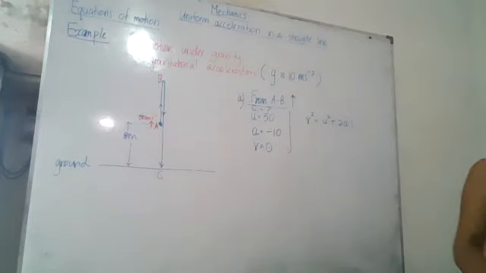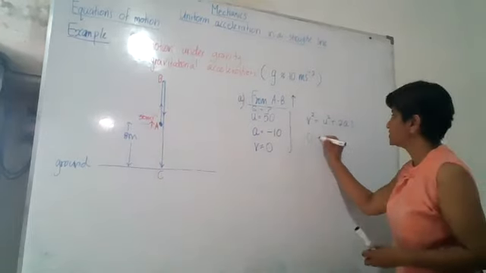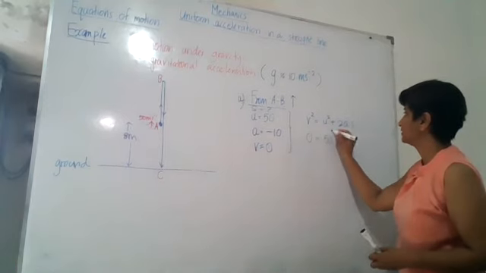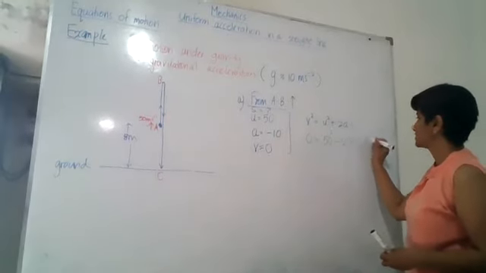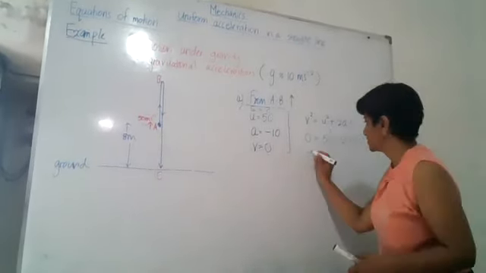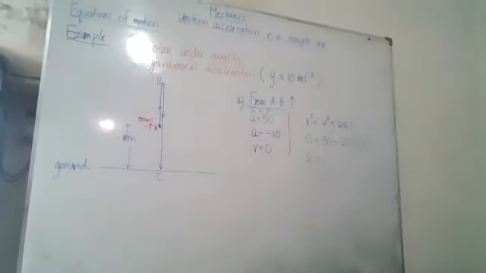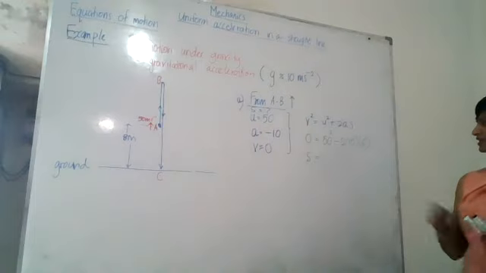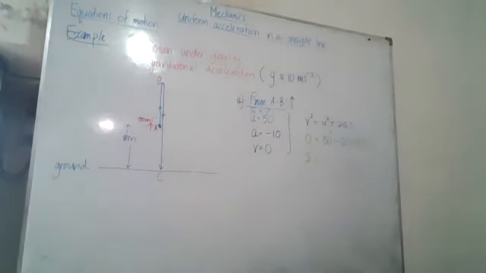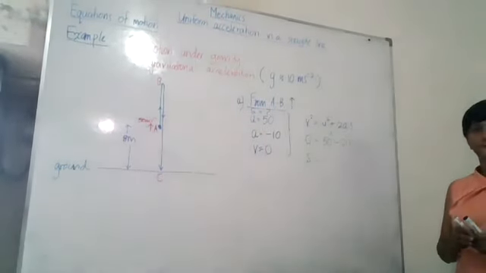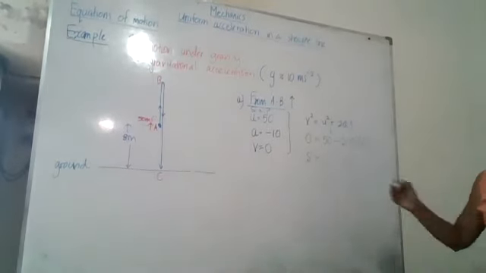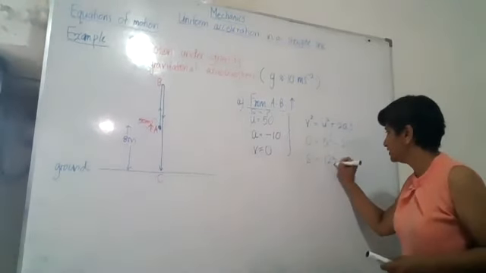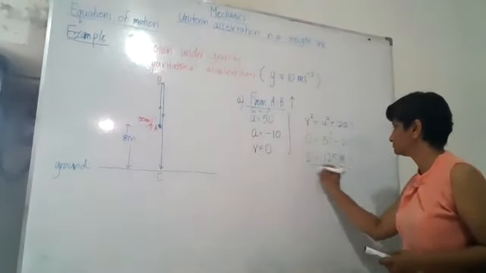Do it. 0 is equal to 50 squared minus 2 times 10 times S. So let me straight away write S is equal to how much? 50 squared, that is 2,500, divided by 20. How much? 125. In the answer, you put the unit, meters.